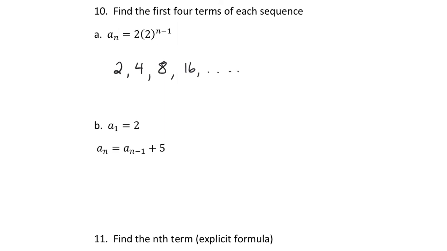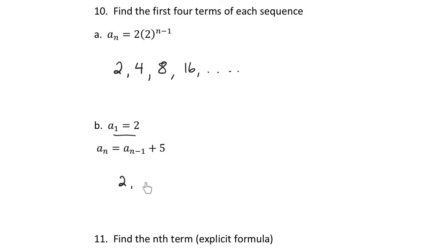You plug in for whichever term you're trying to find. If I wanted to find the 10th term over here, I'd plug in a 10. Now, a recursive formula, and again, you recognize a recursive formula on two characteristics. You're given the first term, and then the nth term refers to a previous term. So we already know the first term. It says right here, the first term is 2. Now what we're looking for here is the second term, or a sub 2.